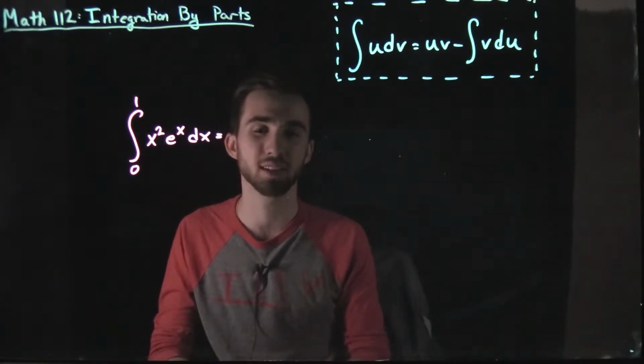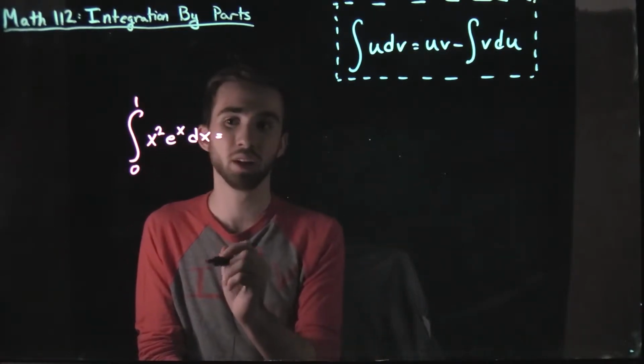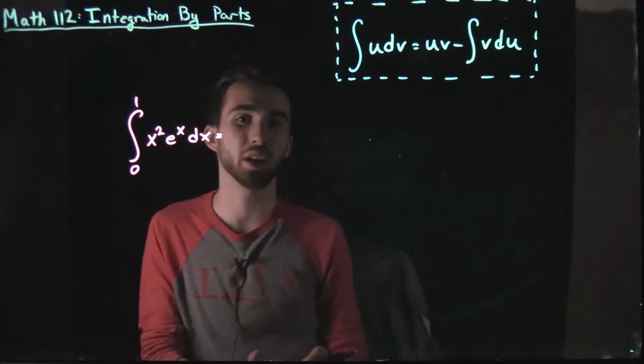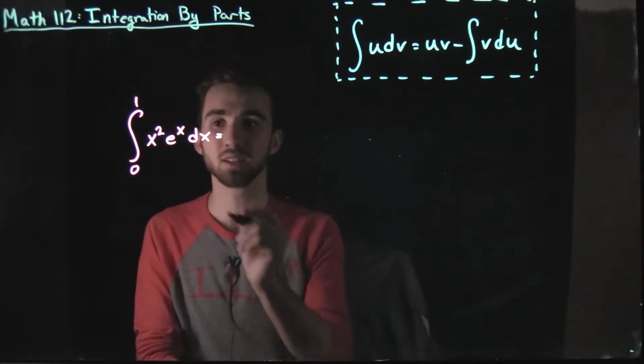the integral of x times e to the x. And we're going to change it up by making it first a definite integral, and then we are also going to square the x term, which is going to change things a little bit. So let's get into it.